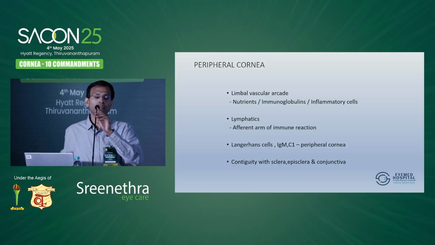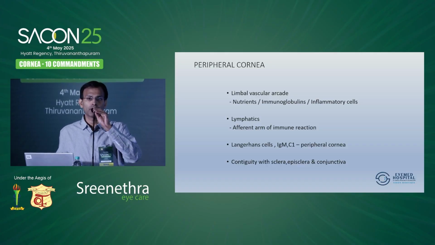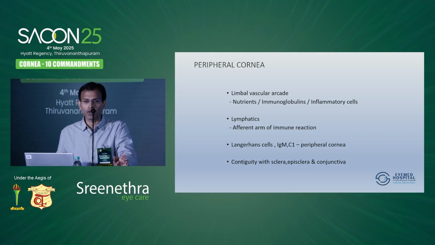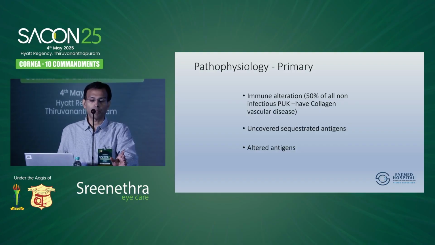The peripheral cornea is a very unique portion of the eye because an avascular structure meets a vascular structure. At that junction, there are a lot of issues because there is a limbal arcade which brings in immunoglobulins and inflammatory cells. The lymphatics of the eye are also there, along with Langerhans cells, IgM, C1 proteins, and there is a continuity of sclera and episclera. So that area is potentially a very interesting and immunologically very potent area.